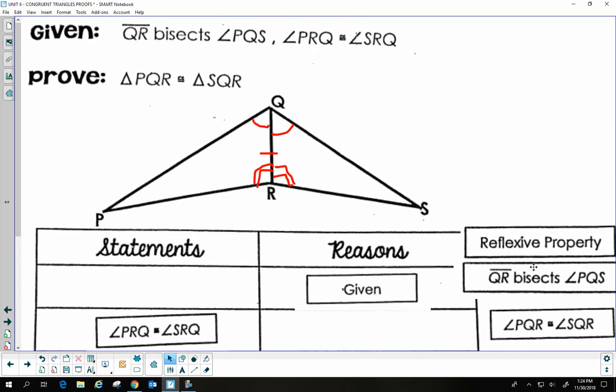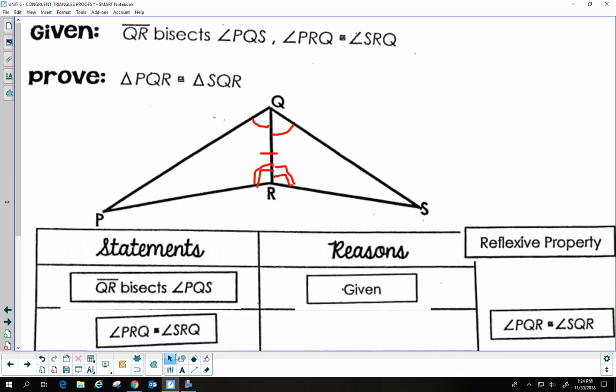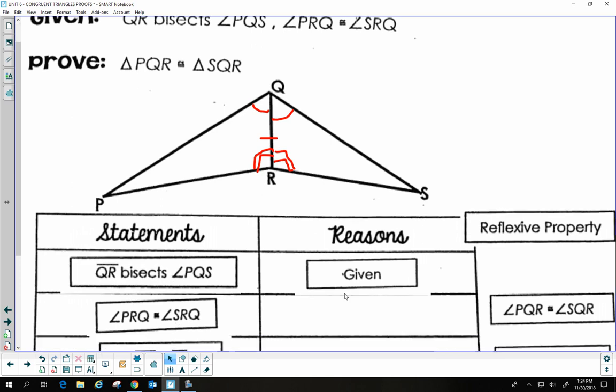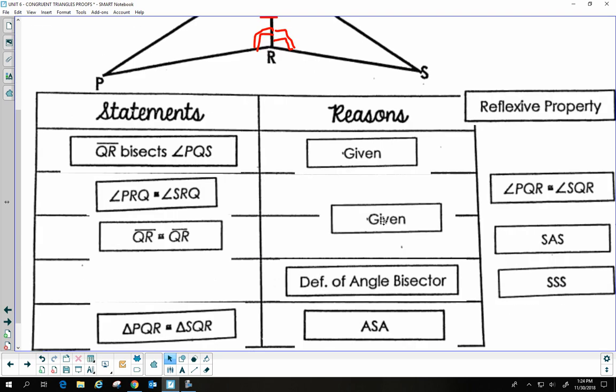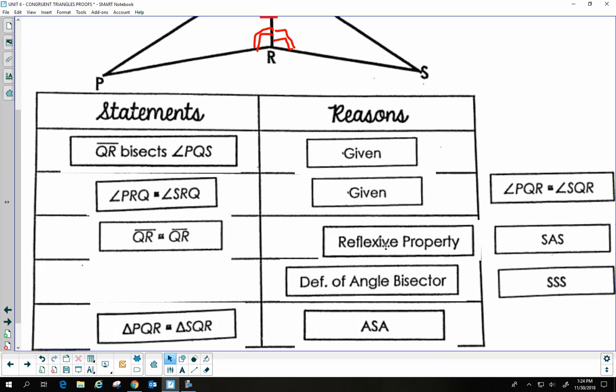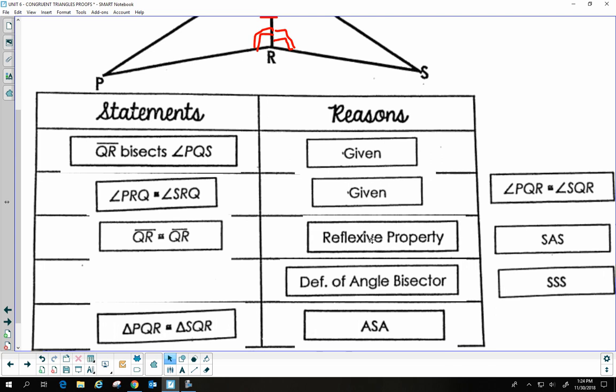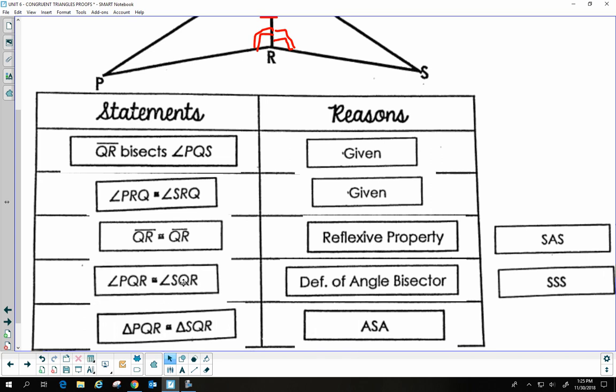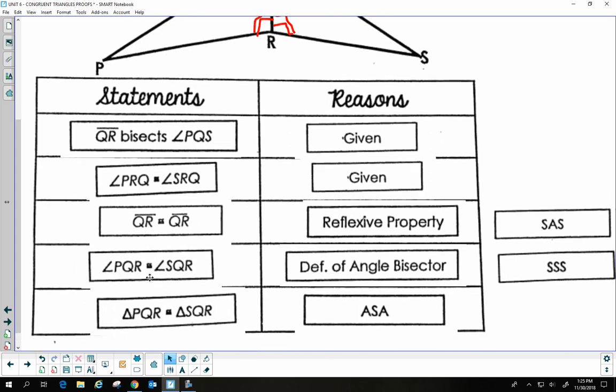The first piece of given information will go here for statements. QR bisects angle PQS. These two angles being congruent were given to us. We know that QR is congruent to itself because of reflexive property. And lastly, if my reason is definition of angle bisector, I'm going to be trying to state something about two congruent angles, and this is our only choice. Those were those two angles that we said were congruent.